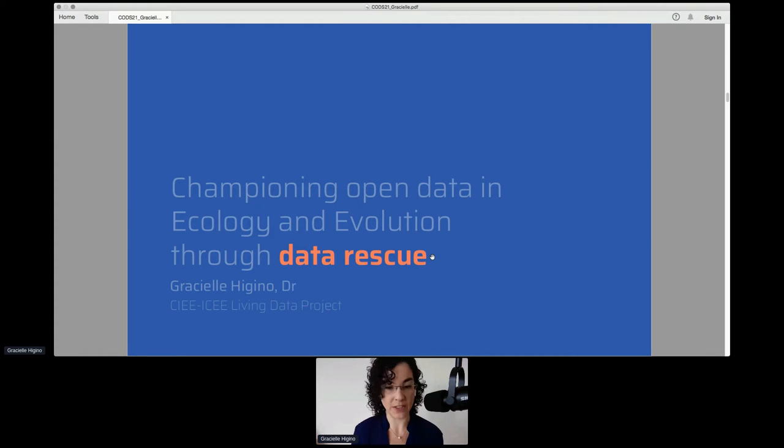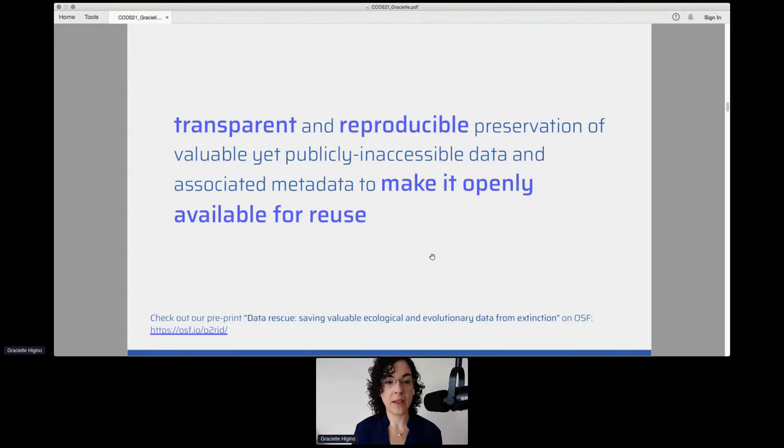And then comes data rescue. By data rescue, I mean transparent and reproducible preservation of valuable yet publicly inaccessible data and associated metadata to make it openly available for reuse. This is a concept we are exploring in a preprint called Data Rescue: Saving Valuable Ecological and Evolutionary Data from Extinction, which is available at this link too. This is a concept we are using in our project to implement this framework of rescuing data that is threatened, to make it openly available for reuse.